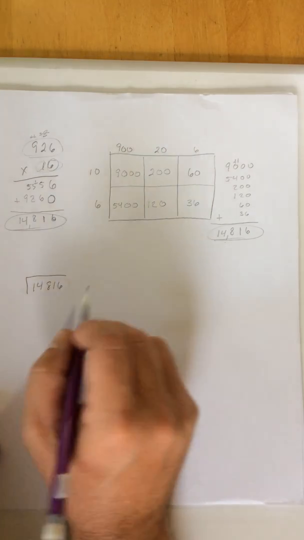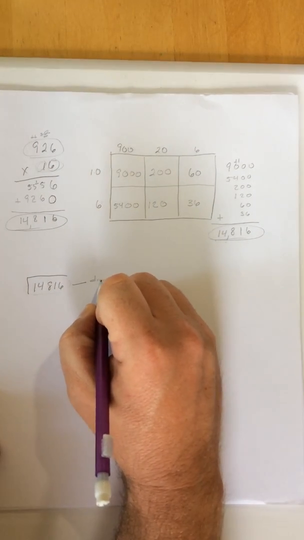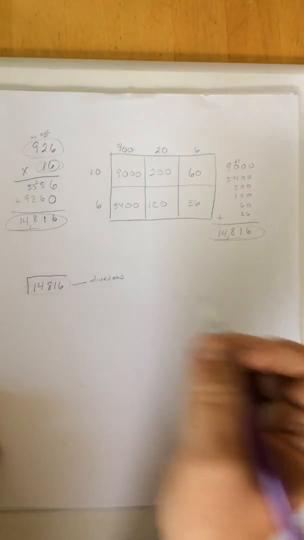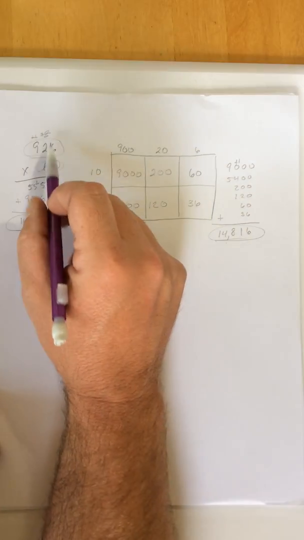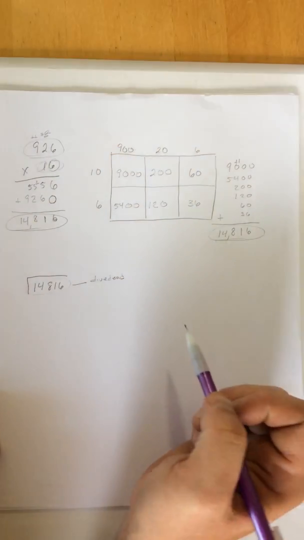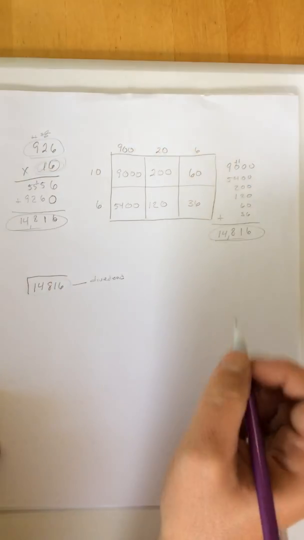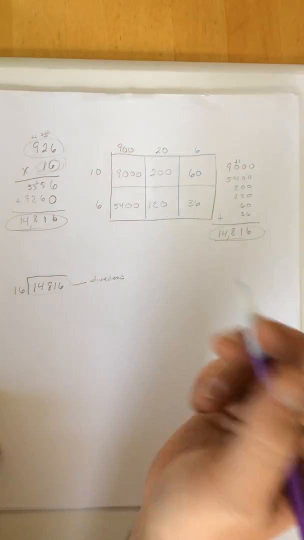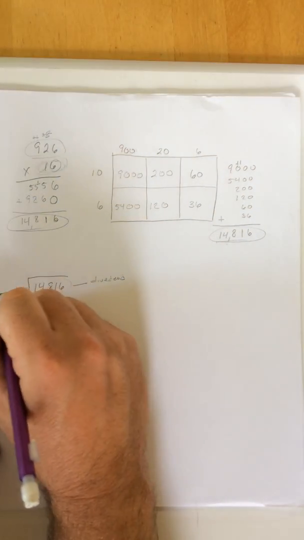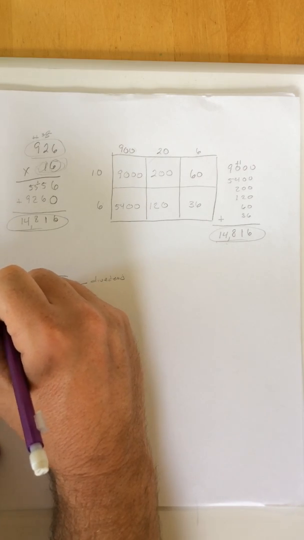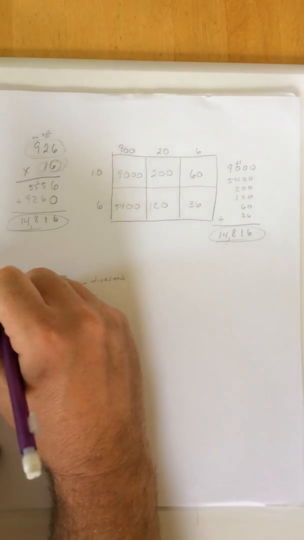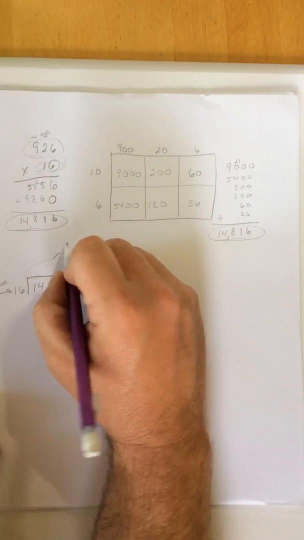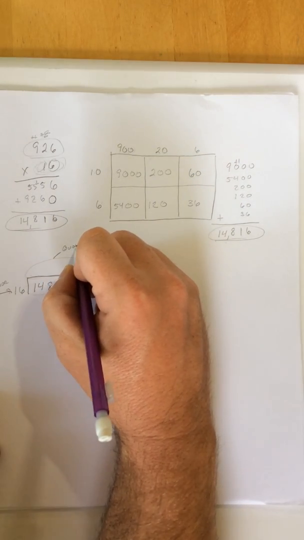This is also called a dividend. It's what you're dividing up. And I'm going to choose one of my two numbers to divide by. I'm going to choose the smaller number because I think it's going to make dividing easier. Okay? This is also called your divisor. That's what you're dividing by. Your answer up on top is going to be called your quotient.